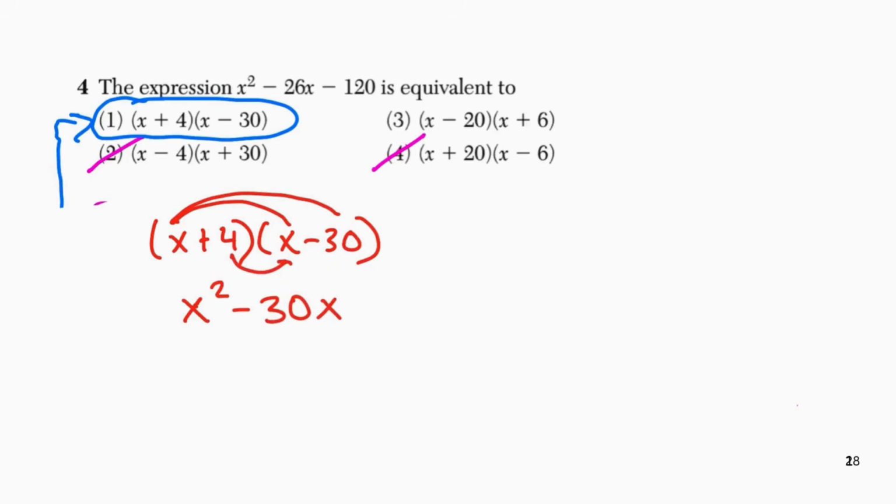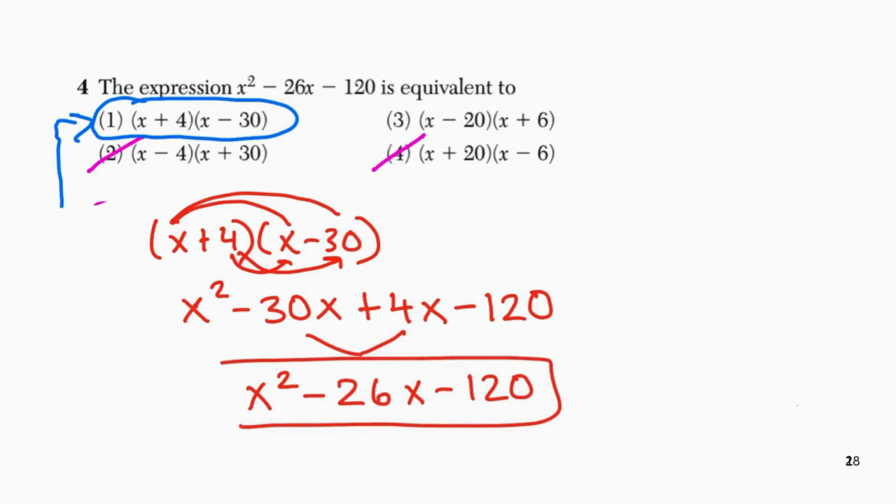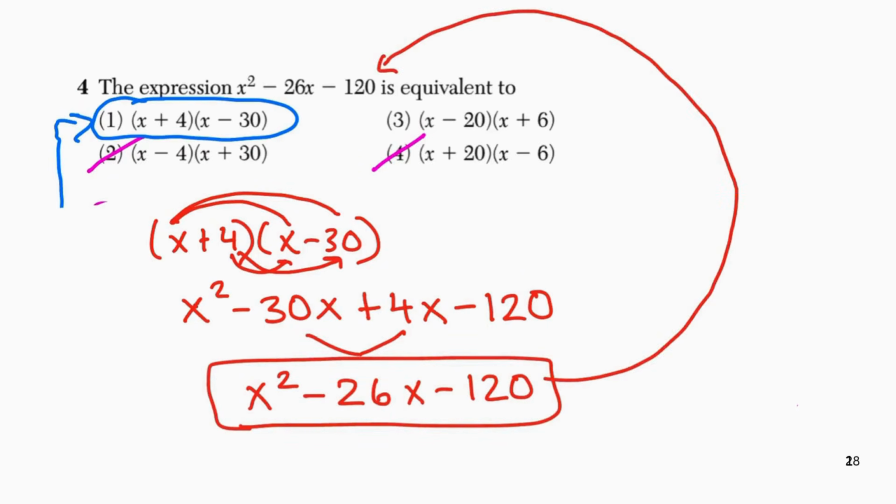Now I'm going to distribute the 4. So 4 times x gives me a positive 4x. And 4 times negative 30 is negative 120. Now I combine like terms, and this is going to give me x squared minus 26x minus 120. And this is the same expression I started with, which is how I know they are equivalent.